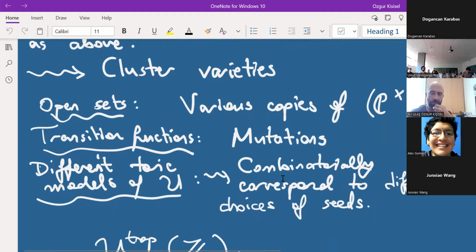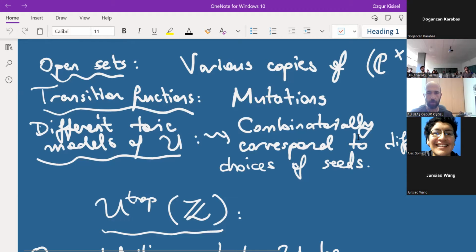So this takes you to this setup of cluster varieties, which was described before. You have various copies of C star squared, and the transition functions are mutations or their compositions. Different toric models of U combinatorially correspond to different choices of seeds. And you go from one seed to the other by mutation or a composition of mutations.